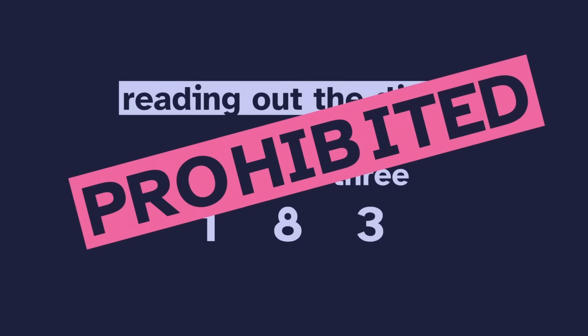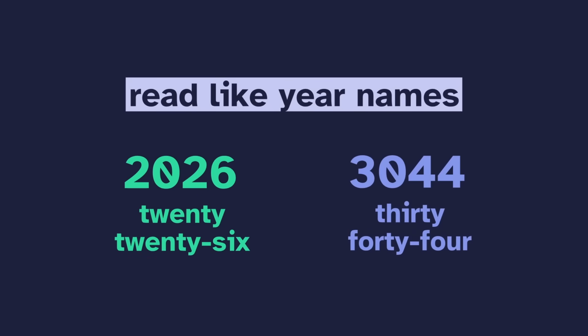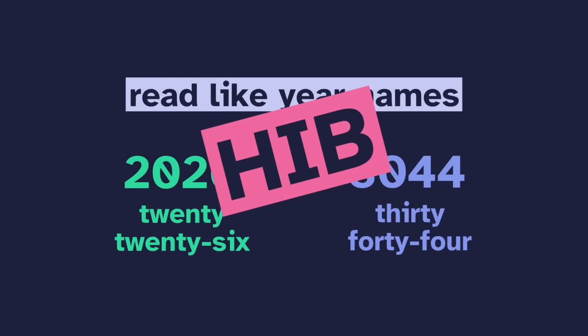Hib? Prohibited. Some other people suggested that we read them out like year names, 2026 or 3044. This is also fish, but... You don't like them because they're not mathematical. Yep. So year names are hib. Are you just going to prohibit everyone's suggestions?